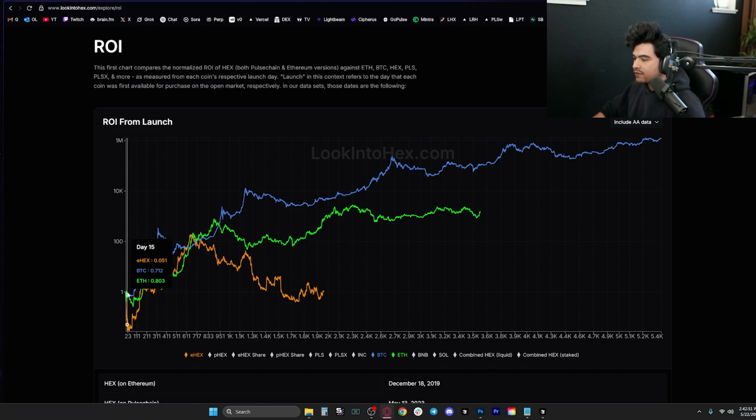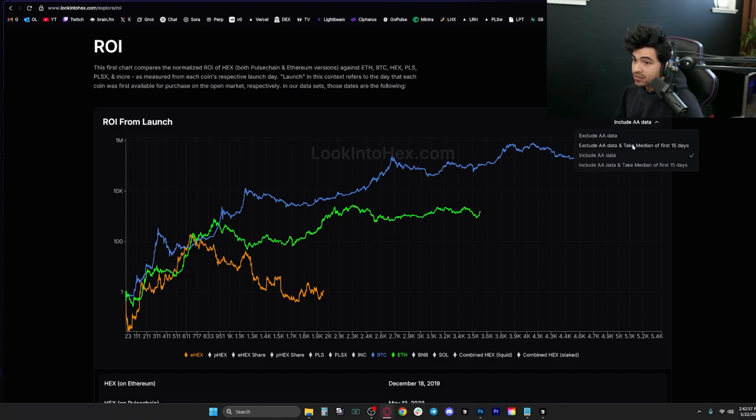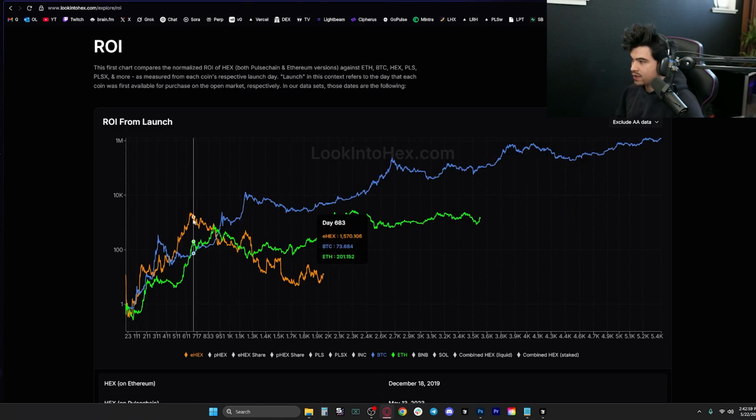So if you look at ROI from launch, including adoption amplifier data, it was about 100x. Now, if you exclude it, right, you can see that it was closer to that 10,000x mark, right? And again, we still had our dip even after the coin launched on Uniswap. I believe it was like a week or two after it actually existed. The Uniswap pool started existing, or that's when we have the earliest data, at least. And so that's why you don't necessarily see the 10,000x here, because that's from the bottom, right? We don't have an ROI from bottom chart. But nonetheless, great performance from HEX in its first cycle.